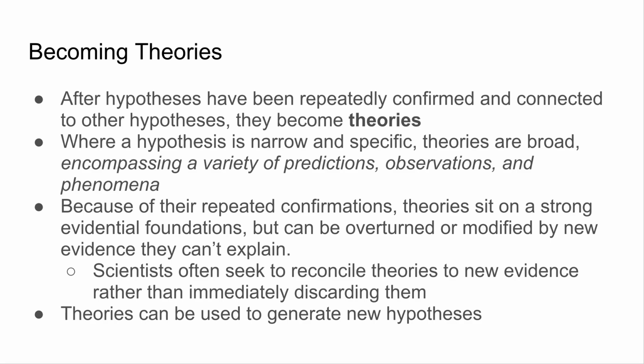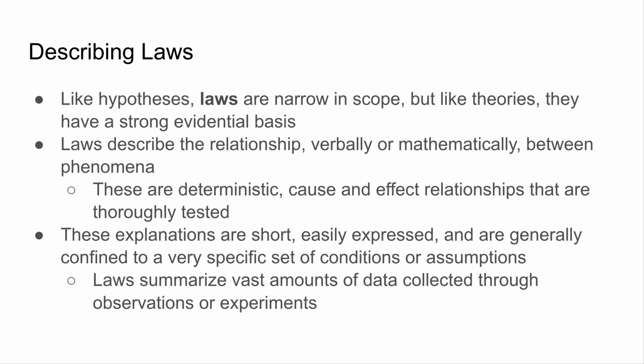Okay, then what are laws? Wouldn't that mean that laws are more solid than theories? And kind of yes, kind of no. A law in science is a very well understood phenomenon. They have lots of strong evidence, just like theories, but unlike theories, laws are very narrow in scope. They define a specific relationship, either verbally or, especially if you're working in chemistry and physics, mathematically. They describe a relationship between phenomena, and oftentimes these are deterministic relationships, cause and effect.